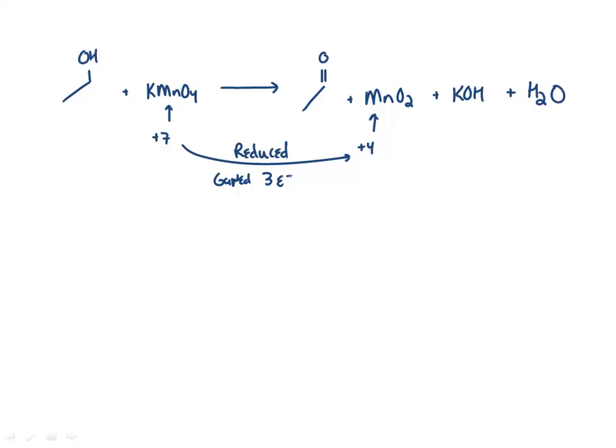Well, +7 means it's missing 7. +4 means it's missing 4, so it must have found 3 at some point. So it gained 3 electrons. So what was oxidized in this reaction? There's a reason we call all those reactions oxidations, right? What gained bonds to oxygen here?